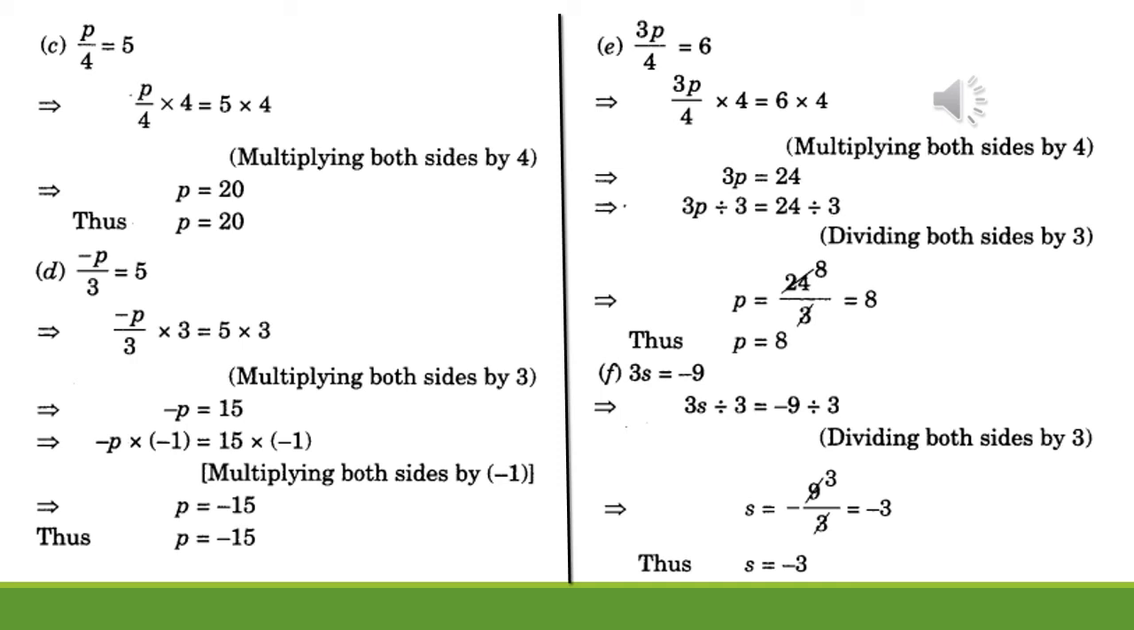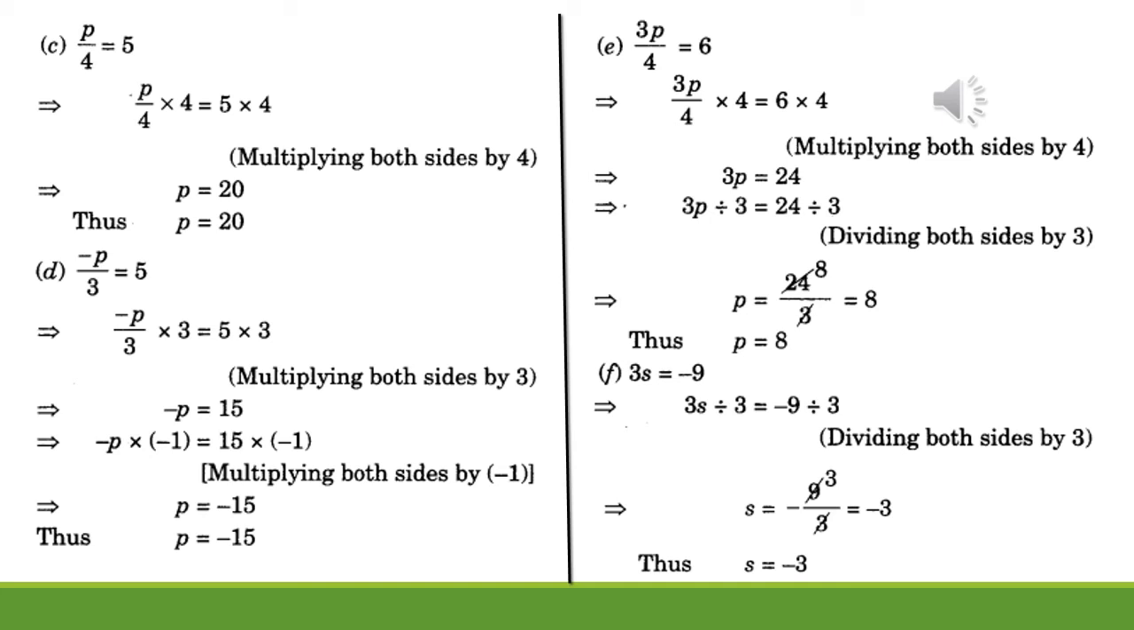Part E, 3p by 4 is equal to 6. Now I think all of you know what we have to do. First we have to get rid of 4 by multiplying with 4 on both sides. Then for removing 3 we have to divide by 3 on both sides. The final answer we are getting is p is equal to 8.